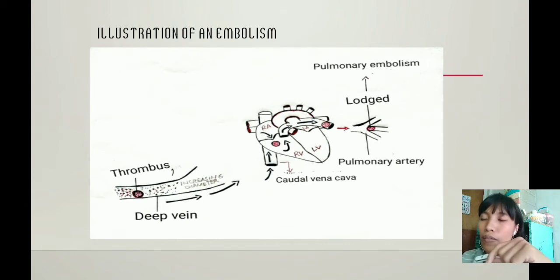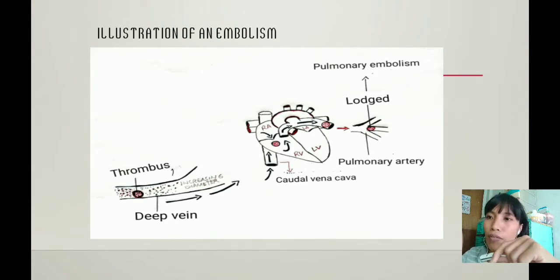Okay, so this thrombus happens to detach from its point of origin, going into the flow of blood and to the caudal vena cava, entering the right atrium, down to the right ventricle, and into the pulmonary artery. From there, in the pulmonary artery, the embolus happens to lodge, and if that embolus lodges in the pulmonary artery, it is now called pulmonary embolism.